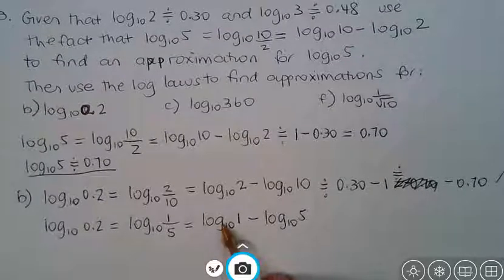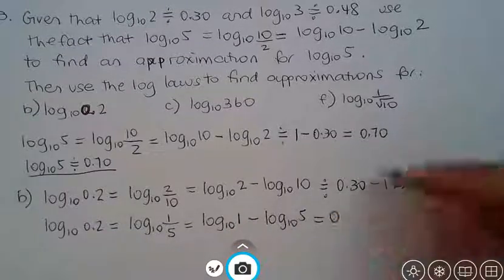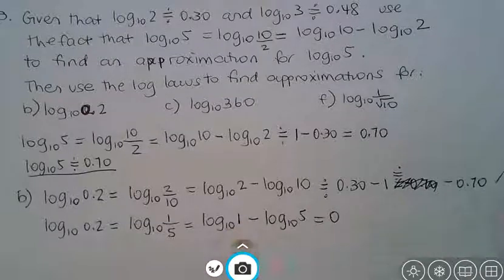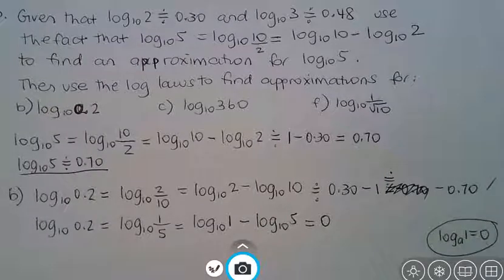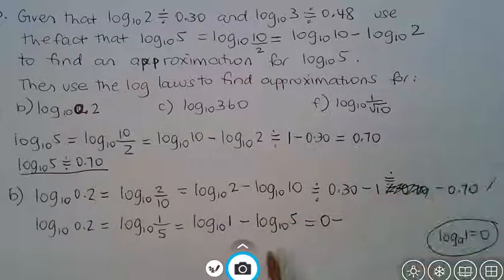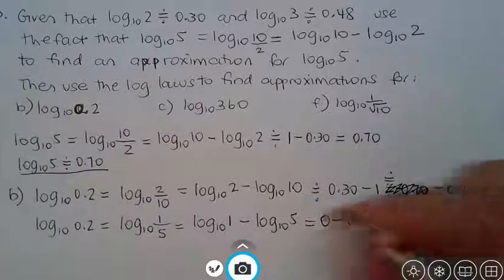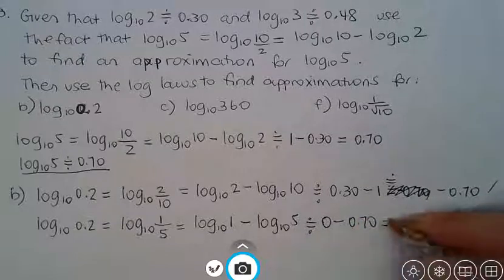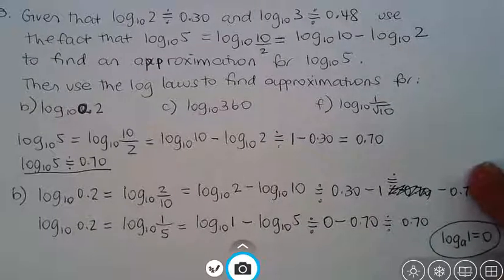But remember, last lesson, we know that log to the base 10 of 1 is 0, okay? Log to any base of 1 is 0, because we know that log to the base a of 1 is 0. So just using that rule that we saw last lesson, log to the base 10 of 1 is 0 minus, now log to the base 10 of 5 is 0.70, so now I'll put approximately. Now 0 minus 0.70 is negative 0.70, again the same answer as the first method.